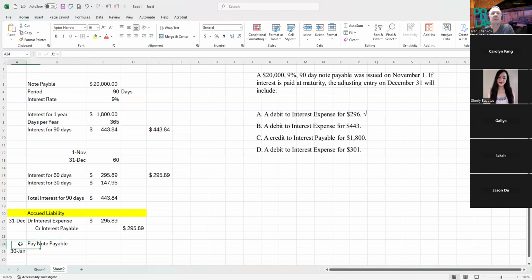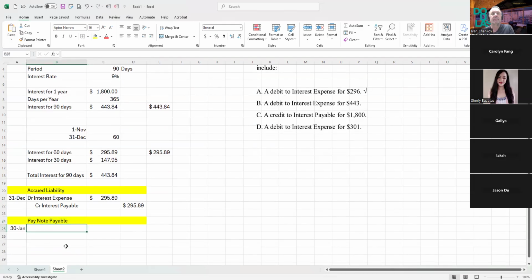What will be my journal entry here? Do I know how much cash I have to pay? Why January 31st, Nikki? The note is for 90 days. If December 31st is 60 days plus another 30, that should give you January 30th. Make sense?